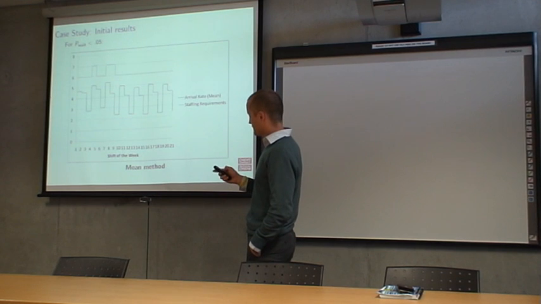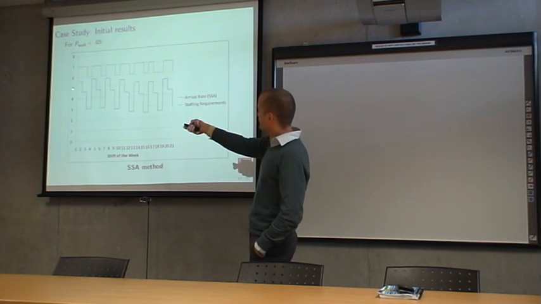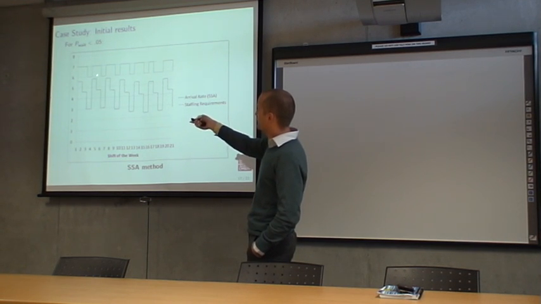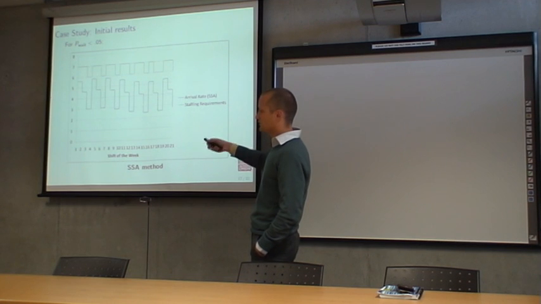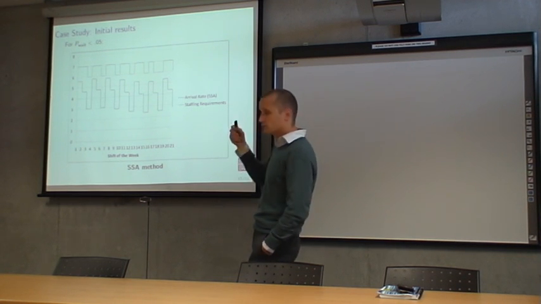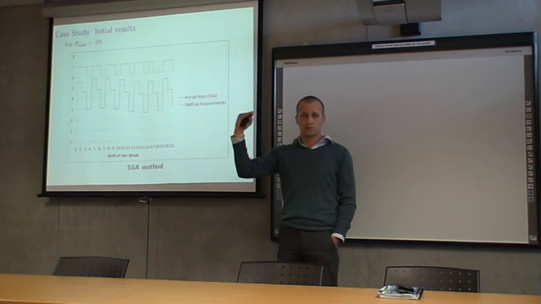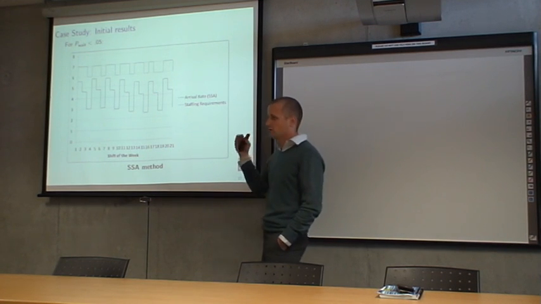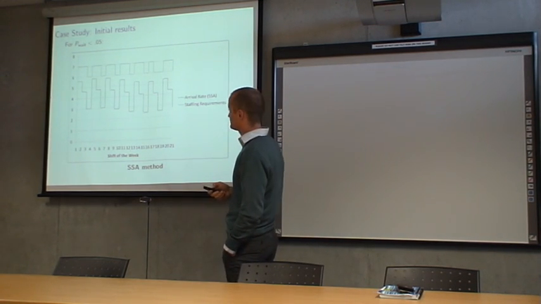So this is the mean method. And if we compare it to the SSA method, these are your arrival rates that are predicted by SSA. And importantly here, straight away, we've got a lot more variability in our staffing requirements. So it's still between 6 and 7, but we're actually able to pinpoint a lot more accurately how many more times you need 7.